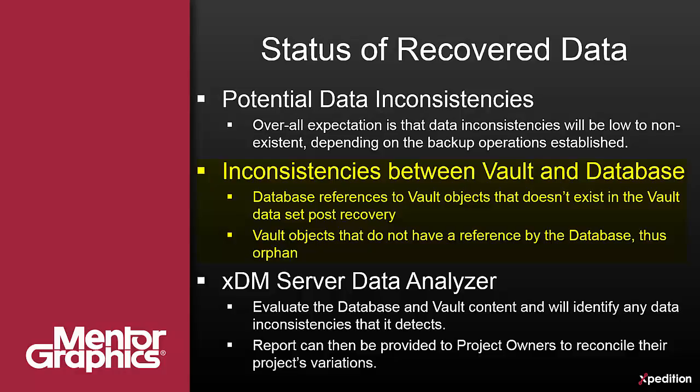For example, a database reference to a vault object that doesn't exist in the vault. Or another example is when vault objects do not have a reference by the database, and thus are considered to be orphans. The data analyzer will evaluate the database and the vault content and will identify any data inconsistencies that it detects. Such a report can then be provided to project owners to reconcile their project's variations.